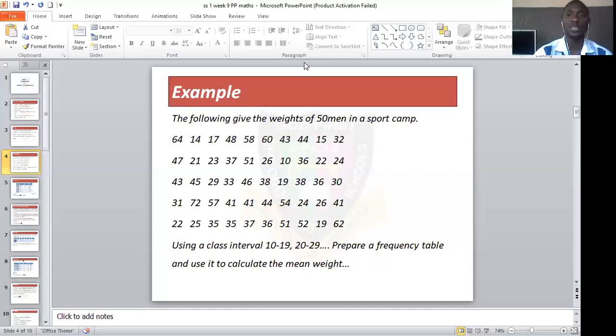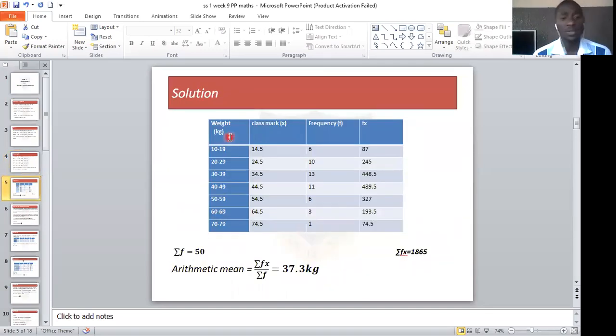So you prepare a frequency table. I told you earlier that the only difference is that you have to add your class mark, which is the median of the classes. Now we have 10 to 19, 20 to 29, down to 70 to 79. Though the highest number there is 72, you have to follow the interval. The class width has to be a 10 difference. So for 10 to 19, you can look at the frequency is 6.